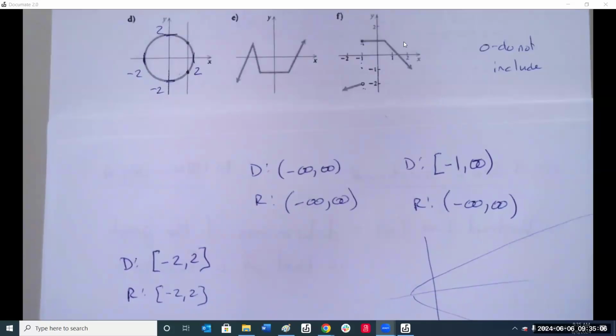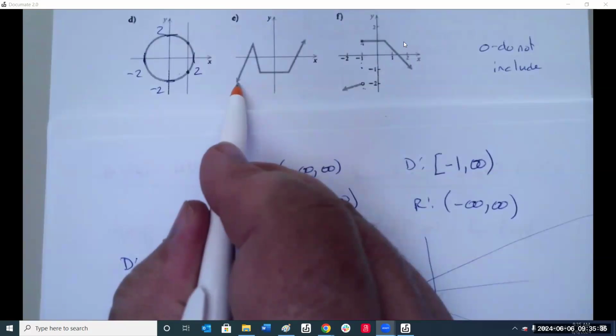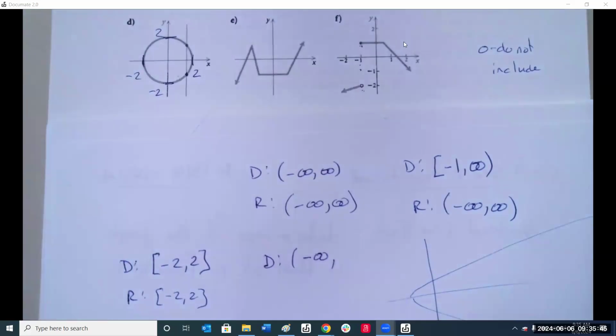Is everybody okay with this so far? How about the next one? E. What's the domain there? How far left is it going to go? It's got an arrow there, right? So it goes all the way to negative infinity, because it'll keep on going to the left. How far to the right will it go? Positive infinity.